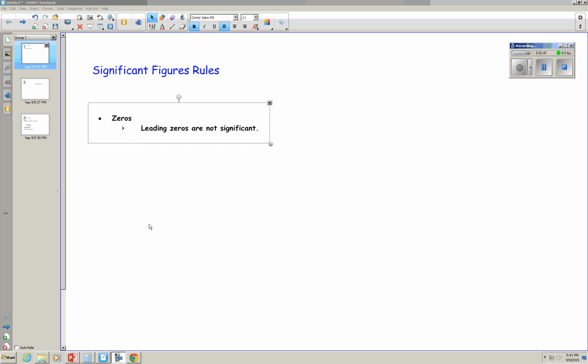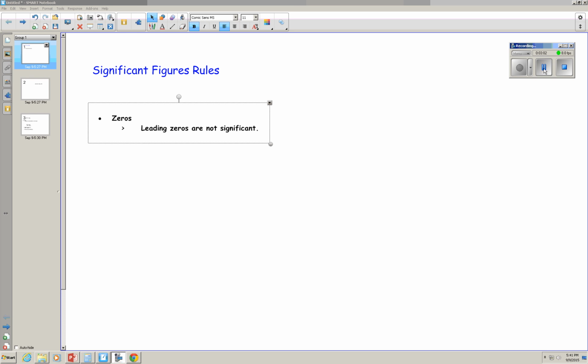Okay, second rule. Second rule deals with zeros. This rule is specifically talking about leading zeros. These are zeros at the very beginning of a number. These zeros are not significant. They are not counted as significant figures.